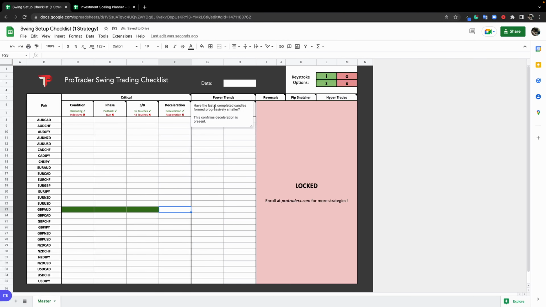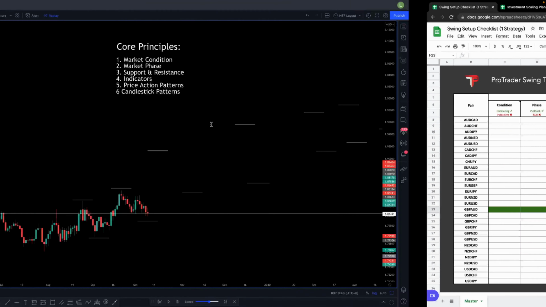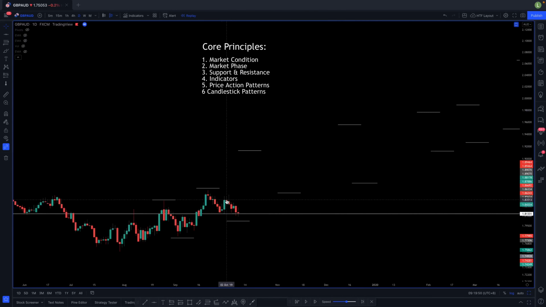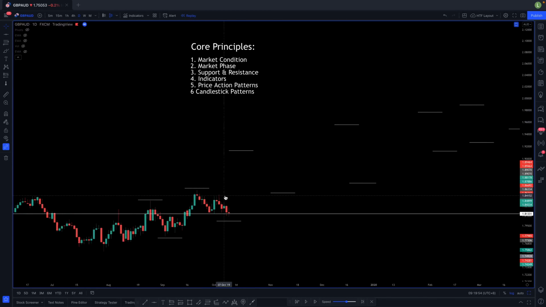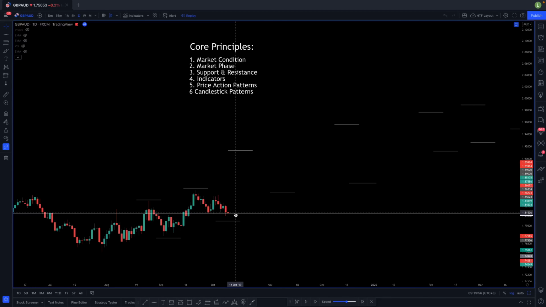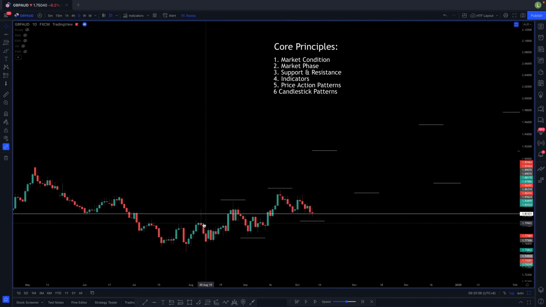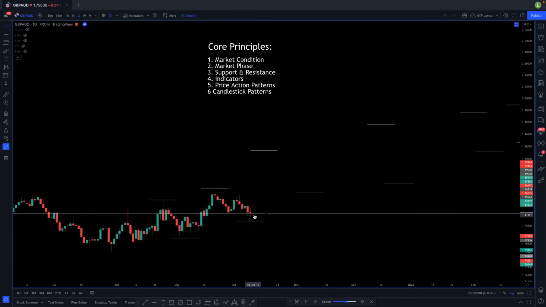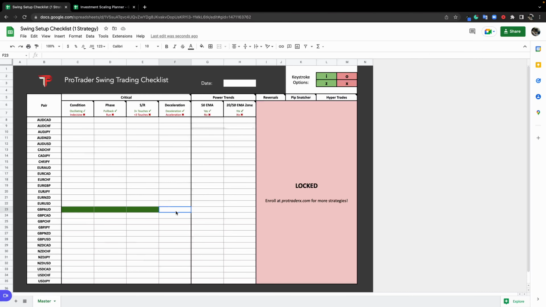Have the last 3 completed candles formed progressively smaller? This confirms deceleration is present. So have they gotten smaller, or have we even had, this is also a sign of deceleration, this little doji candle, as we just spoke about with the high tide, low tide example. So price has pulled back here. We even had a bullish candle here. It's a reasonably large bearish candle, but then I had this doji candle, and I really, really like the support level. So I'm going to say sufficiently yes, that has formed deceleration, that has pulled back. So happy with that one.